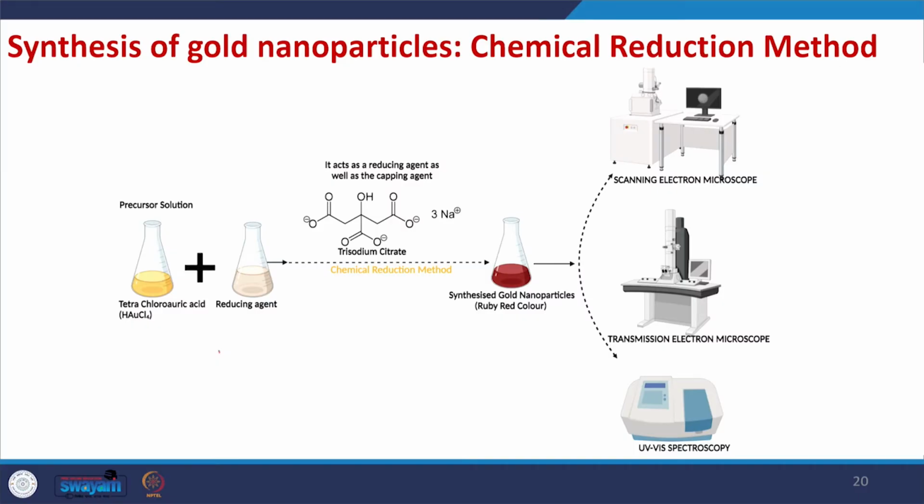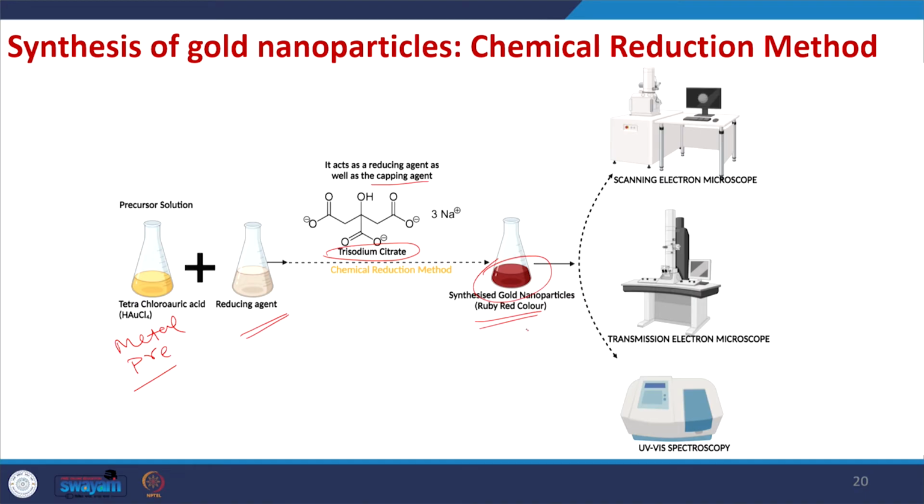To synthesize gold nanoparticles by chemical reduction method, as I told earlier, we need metal precursor, reducing agent and capping agent. Here we are going to use tetrachloroauric acid as a metal precursor, and we are going to use trisodium citrate as a reducing agent. Here we are not going to use a stabilizing agent, because this trisodium citrate can act as both reducing agent as well as capping agent. Once you synthesize the gold nanoparticles, you get this kind of ruby red color.